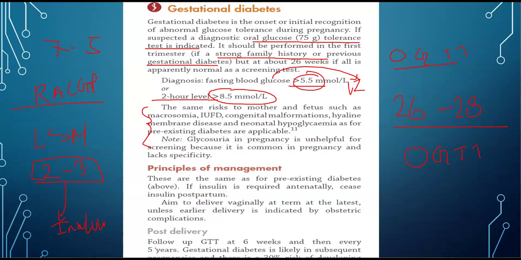And for gestational diabetes, your aim of delivery will also be at term, and normally you would go for vaginal delivery.